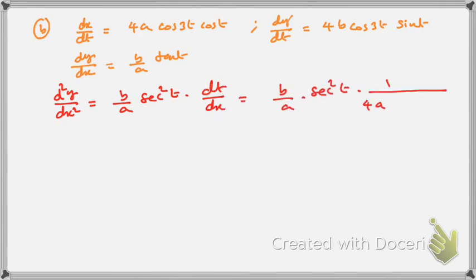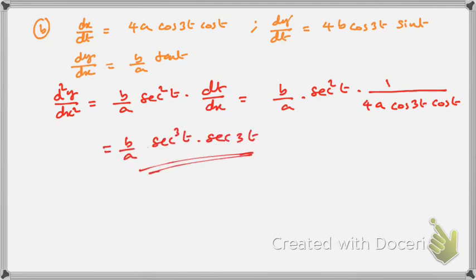So b by a sec square t into the reciprocal of dx by dt. You have a sec square t there, you have another sec t here, 1 by cos t is sec t. You could make it sec cubed t. Or you could bring everything down and put it in cos. So I put everything up there, sec square t into another sec t from here makes it sec cubed t, and 1 by cos cubed t is sec cubed t.